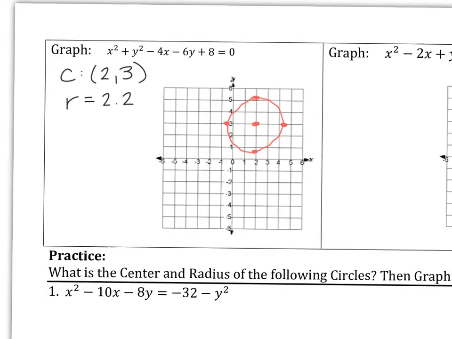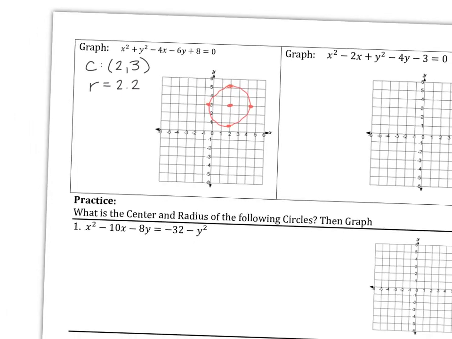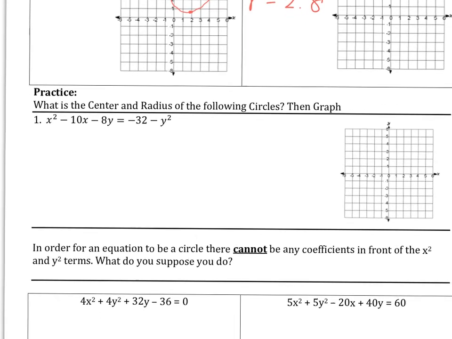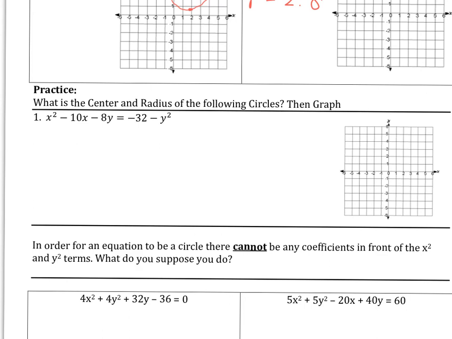I'm going to skip these 2 practice problems. If you need the additional practice, you're more than welcome to do them. The answers are, for this one, the center is 1, 2, and the radius is 2.8. And then this guy down here, the center is 5, 4, and the radius is 3.